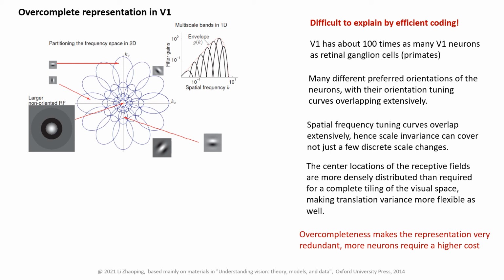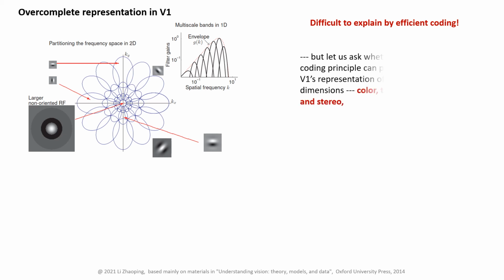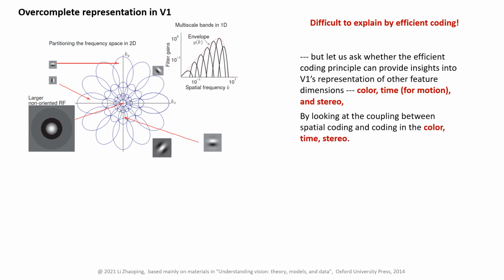More neurons require a higher cost. So all these are very difficult to understand purely by efficient coding principles. But let's ask whether the efficient coding principle can help us look at V1 coding in other feature dimensions such as color, time, and stereo. This we can do by looking at the coupling between spatial coding and other feature coding.